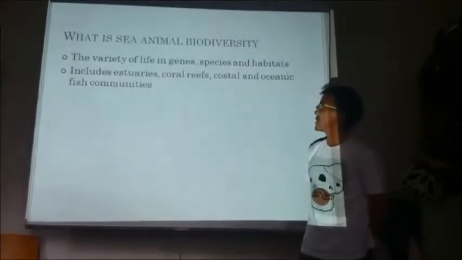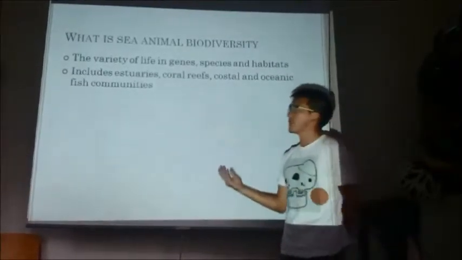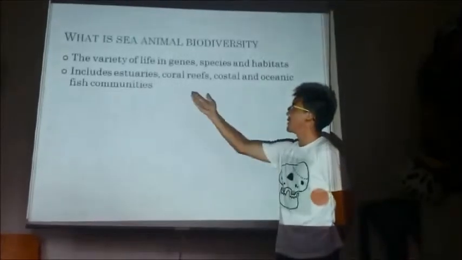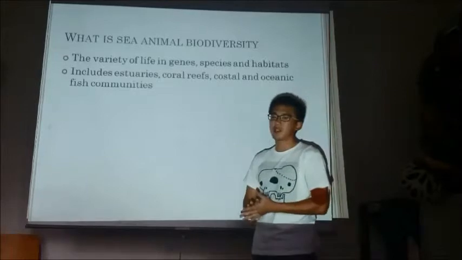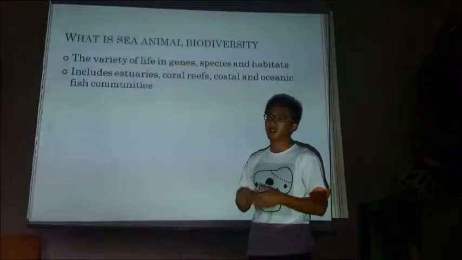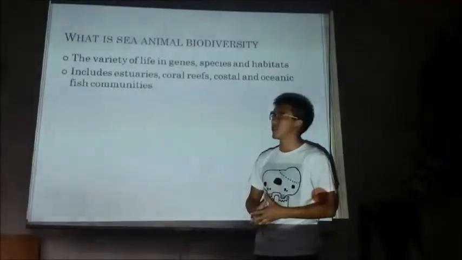What is sea animal biodiversity? Animal biodiversity is defined by the variety of life in genes, species, and habitats. That means not only animals and plants, but also the whole environment is included in the biodiversity.